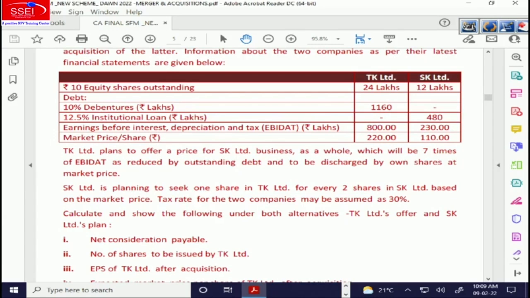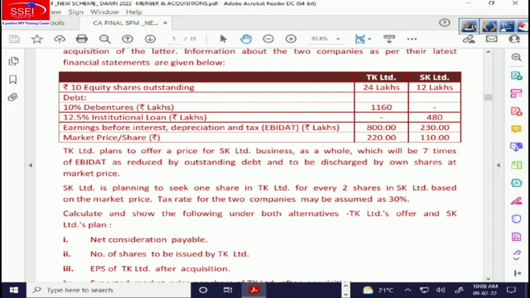Same thing for SK. This time, the EBITDA is 230. We have to reduce the interest on the institutional loan, 12.5% of 480. So let me do that: 230 minus 0.125 into 480. That comes to 170 lakhs, and 170 into 0.7 is equal to 119 lakhs. So 119 lakhs is the PAT of firm B.